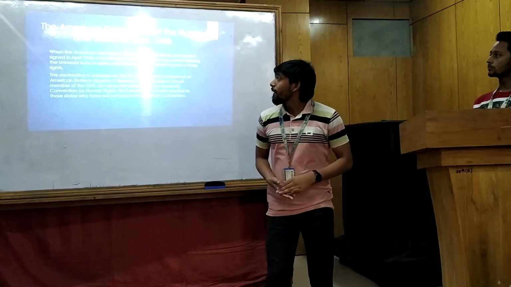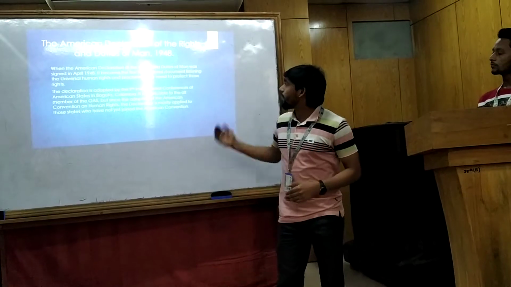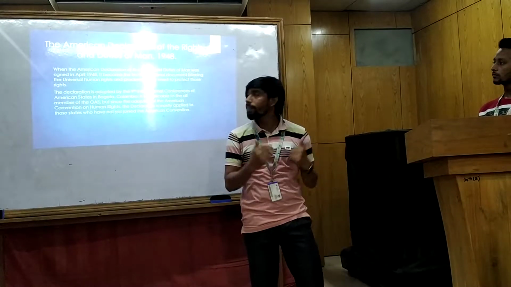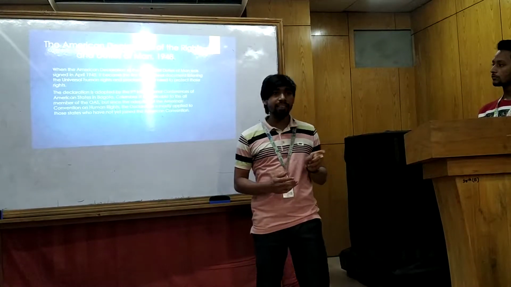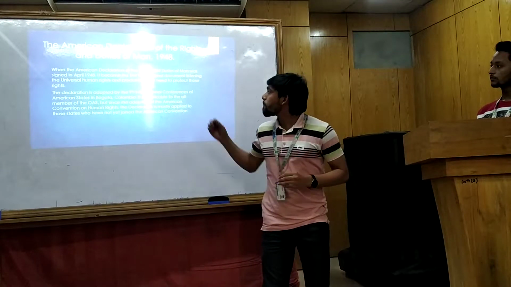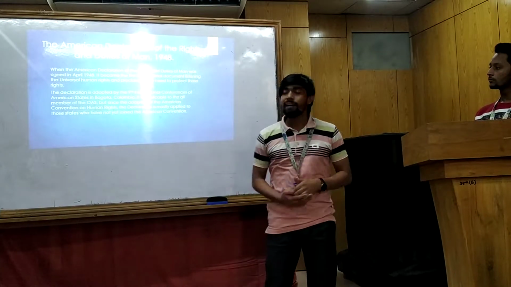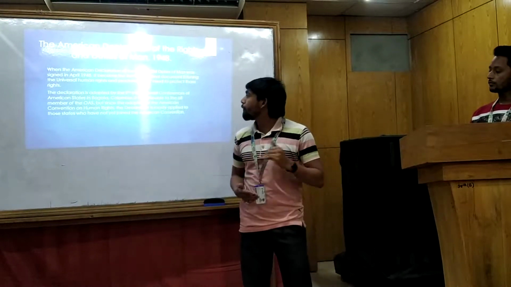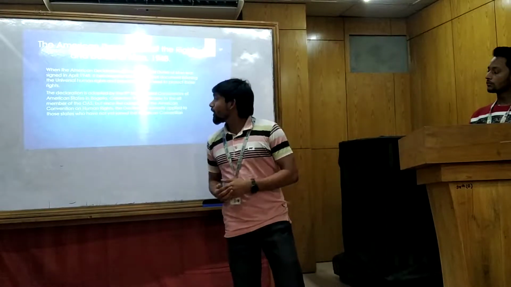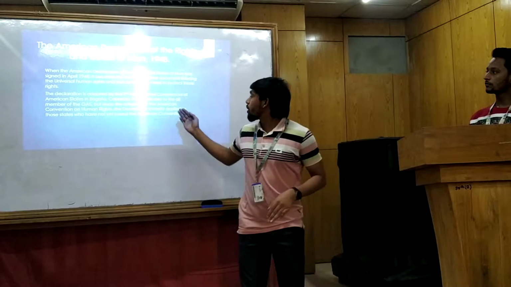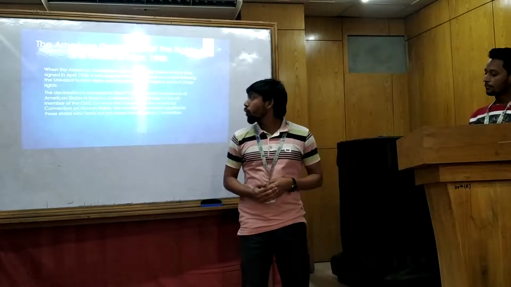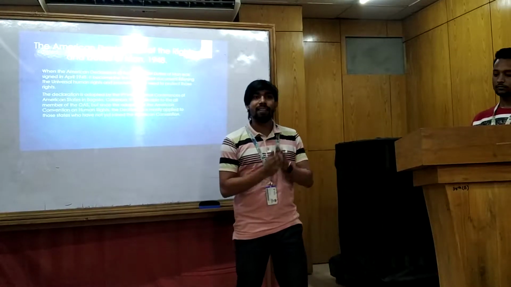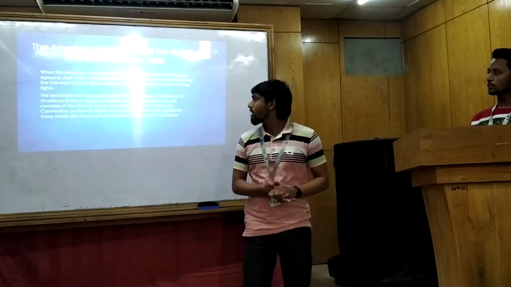Next. Now we can go to the American Declaration of the Rights and Duties of Man, 1948. When the American Declaration of the Rights and Duties of Man was signed in April 1948, it became the first international document listing the universal human rights and proclaiming the need to protect those rights. The declaration was adopted by the 9th International Conference of American States in Bogota, Colombia. It is applicable to all members of the OAS, the Organization of American States.